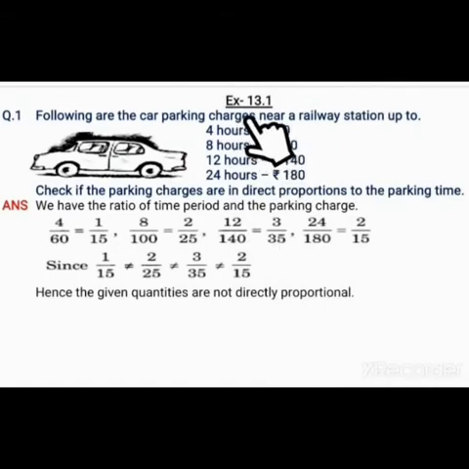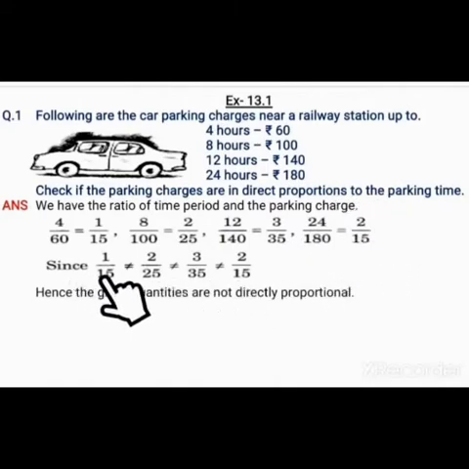Come to exercise 13.1. Following are the car parking charges near a railway station: up to 4 hours, 60 rupees; 8 hours, 100 rupees; 12 hours, 140 rupees; and 24 hours, 180 rupees. So first of all we have to check direct proportion. 4 upon 60 is 1 upon 15. Then 8 upon 100 is 2 upon 25. 12 upon 140 is 3 upon 35. 24 upon 180 is 2 by 15.